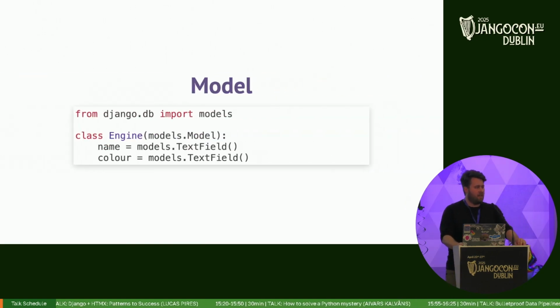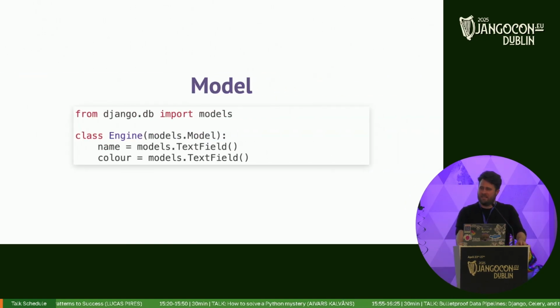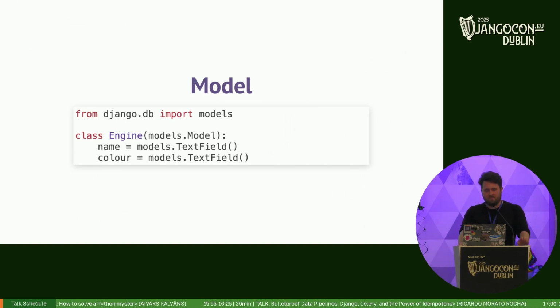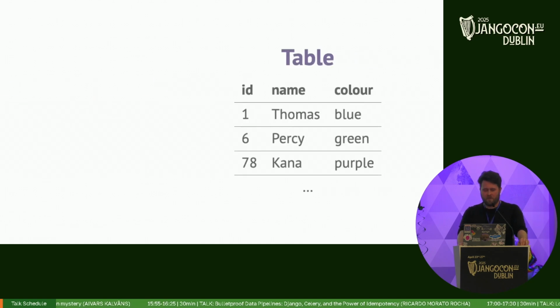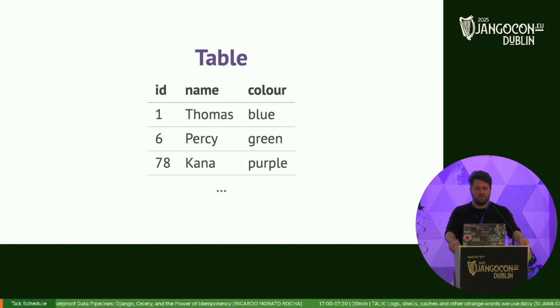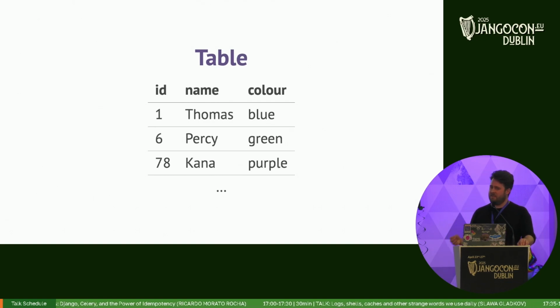So let's take an average Django model representing a tank engine from the Isle of Sodor. It has 2 text fields. We're keeping this pretty simple. If we make this in a database, we're going to end up with 3 columns that we can see. Django is adding an ID field behind the scenes, as Tim was just telling us all about. And then we'll have our 2 text columns.